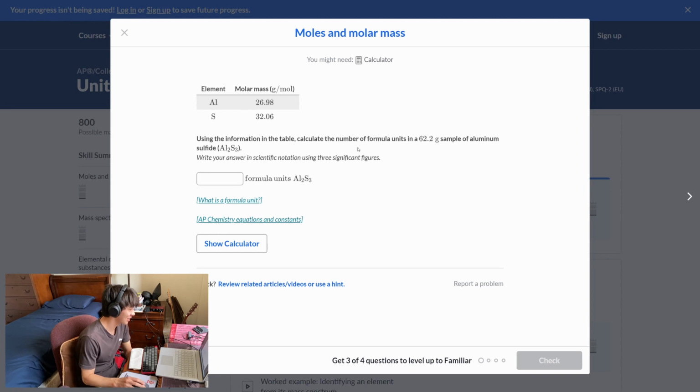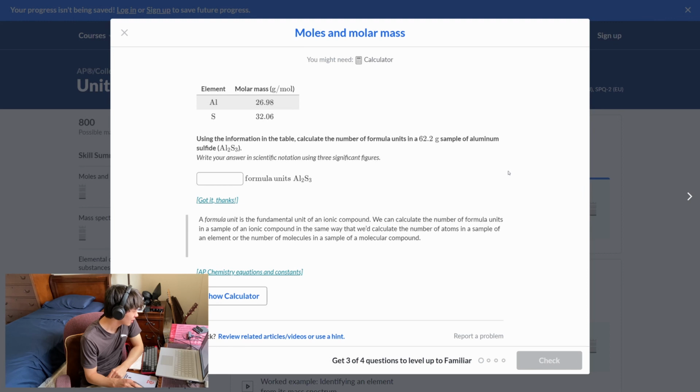Using the information in the table, calculate the number of formula units in a 62.2 gram sample. Aluminium sulfide. I'm dying already. What? Yes, that's what my question is. What is a formula unit? Fundamental unit of an ionic compound. Calculate the number of formula units in a sample of an ionic compound in the same way that we calculate the number of atoms.